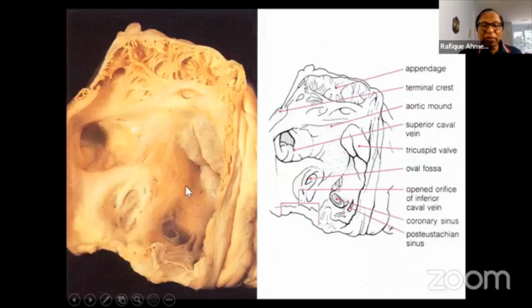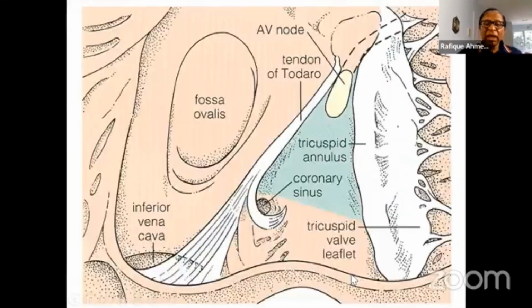And why it's important for us, especially as people who do electrophysiology studies, is that we use the coronary sinus as a landmark, and then we think that the AV node is somewhere here. If we look at the picture again, this is the coronary sinus, this is the tendon of Todaro, and this is where the AV node is.